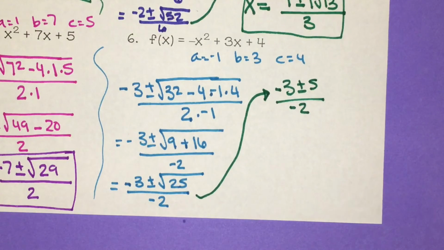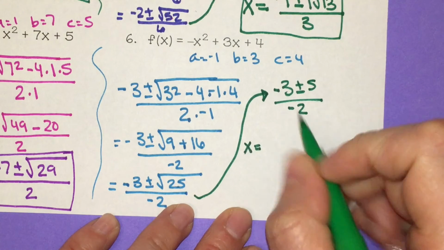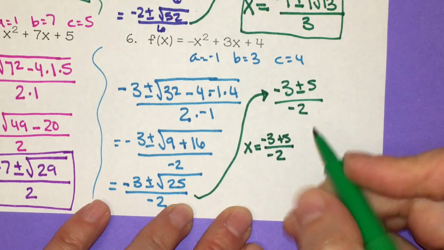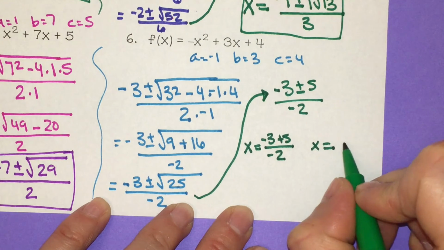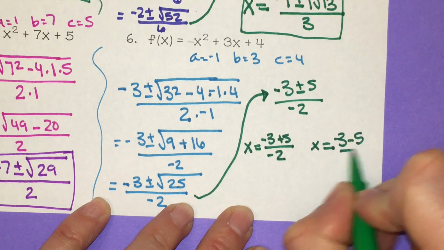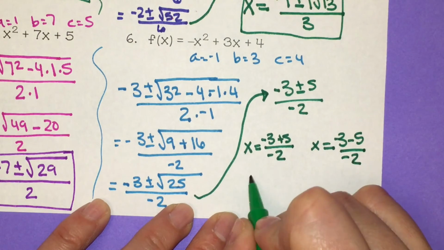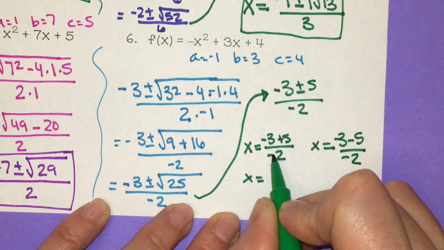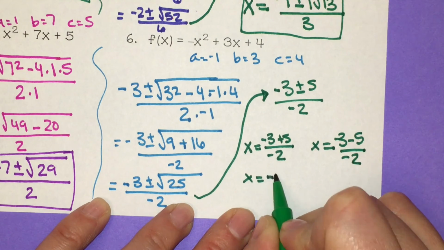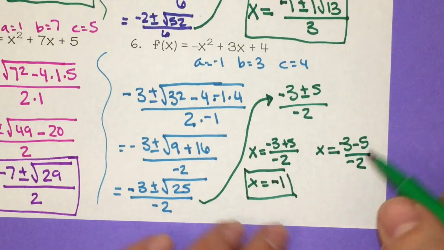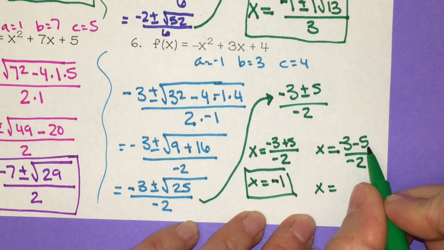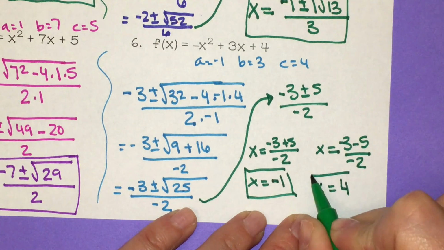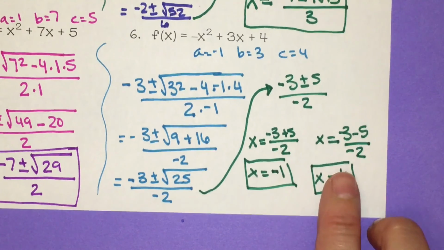So we're going to have 2 different answers. We will have x is equal to -3 plus 5 over -2, and x is equal to negative 3 minus 5 over negative 2. All right, so this one equals negative 3 plus 5 is positive 2, and 2 divided by negative 2 is negative 1. So that's one answer. This one, negative 3 minus 5 is negative 8. Negative 8 divided by negative 2 is positive 4. All right, hopefully you're able to get both of those.